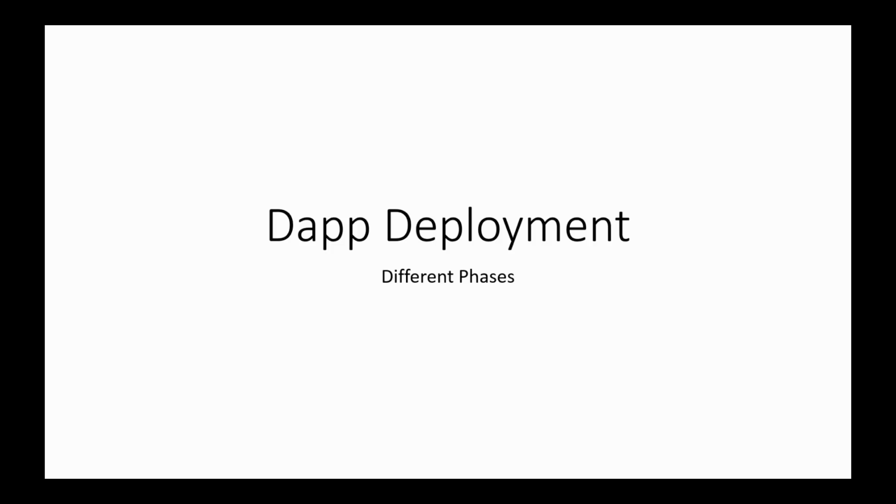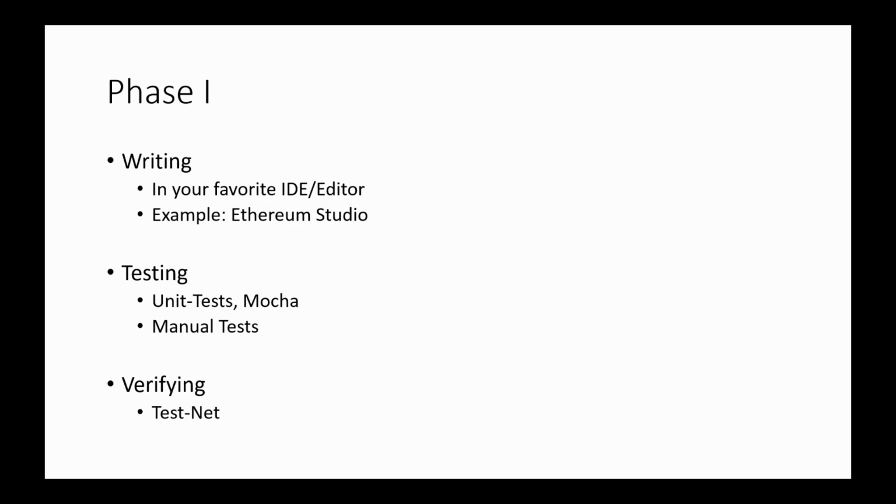In this lecture we are going to look more into the different phases of dApp development. In phase 1, you're usually just writing your code. You can do this in your favorite IDE or just a notepad or editor. You can do this, for example, in Ethereum Studio, or you can download Mix.